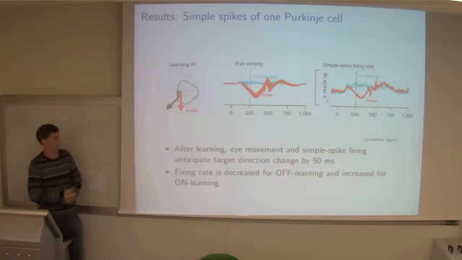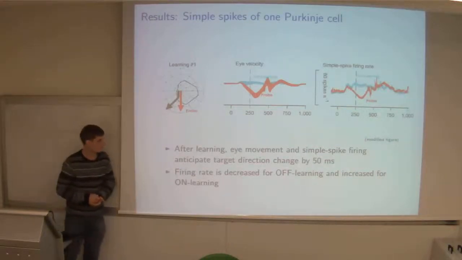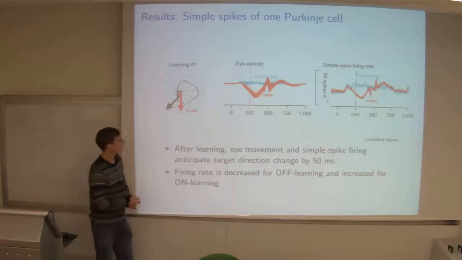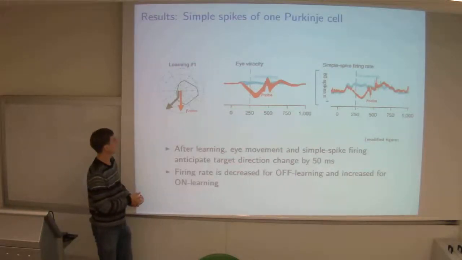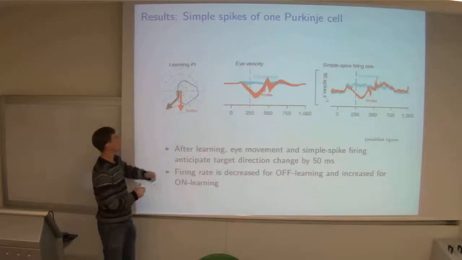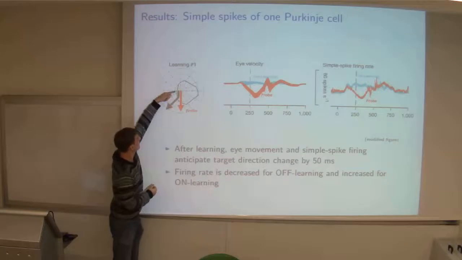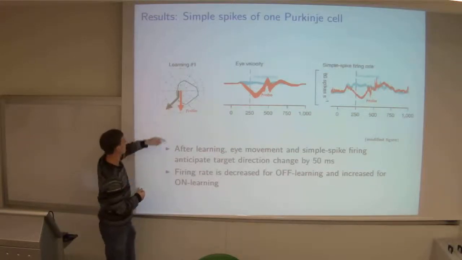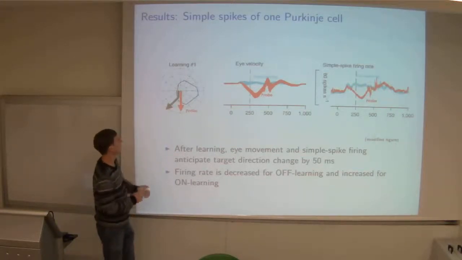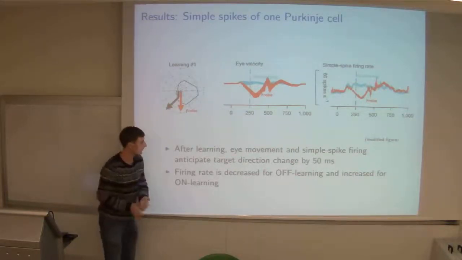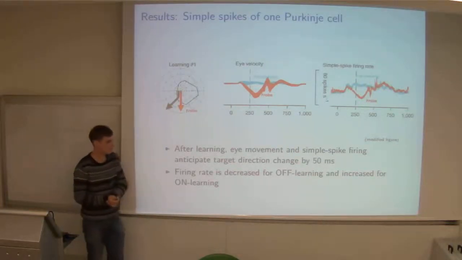So now let's look at one Purkinje cell and the simple spike firing rate of one Purkinje cell. I'll first explain this plot. Here you see again the movement of the dot on the screen. This time it's a different direction because we now always look at what they call off learning.